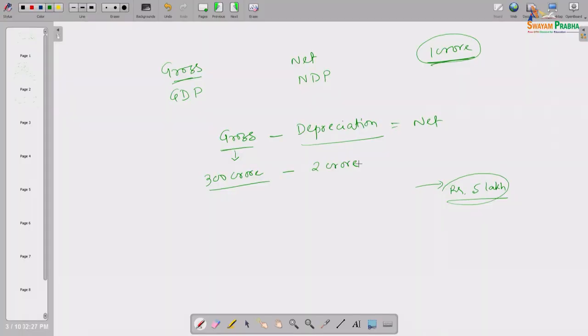So suppose the gross domestic product in a country in one particular year is 300 crore rupees. And if all the capital goods in the entire country, machines and all that, depreciate, and you combine all the depreciation together, suppose that is 2 crore rupees per year. So this will be the GDP of that country for that time period, this is the total depreciation, and the remaining 298 crore will be NDP, net domestic product.